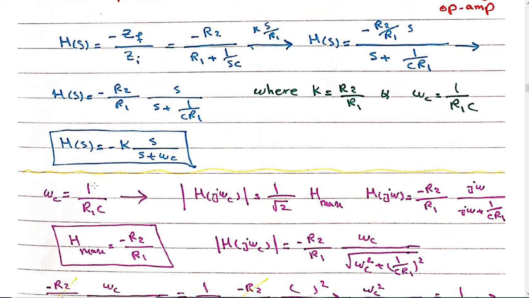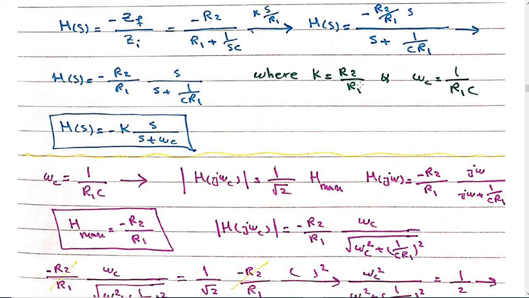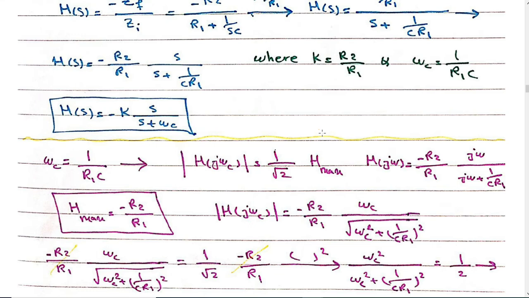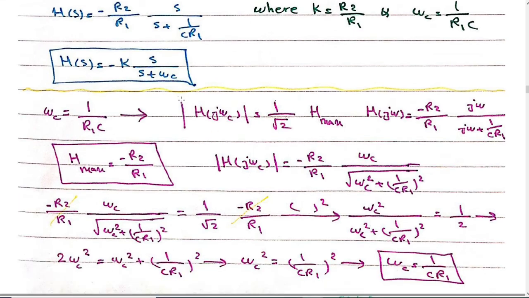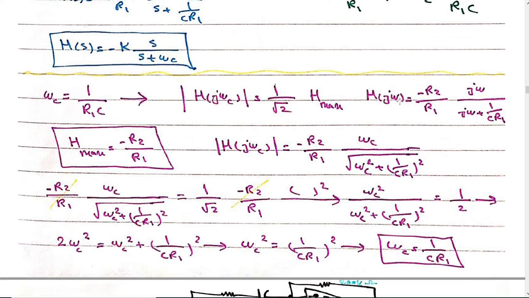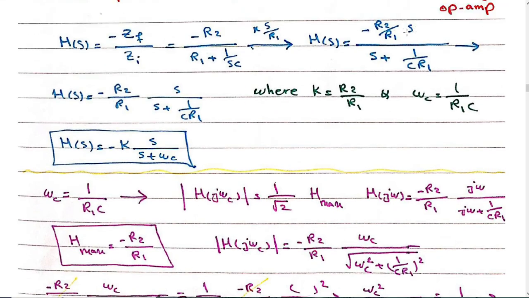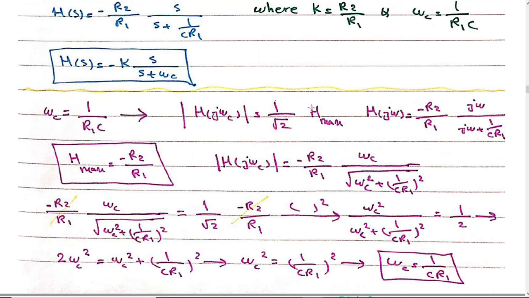First, we found the transfer function, which is this one. Now we are going to find the cutoff frequency. To find the cutoff frequency, we always use this equation. So what is H in the frequency domain? Wherever you see S, you just replace it with j omega. So you have H in the frequency domain. What is the maximum value for H?